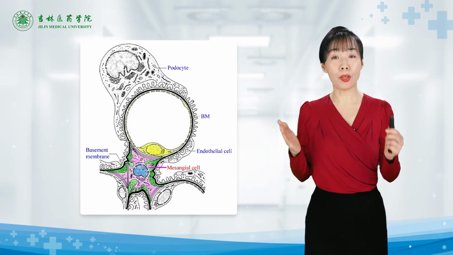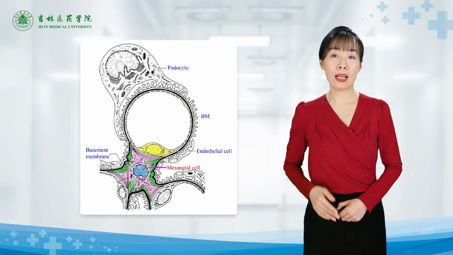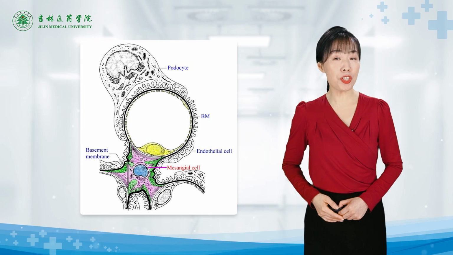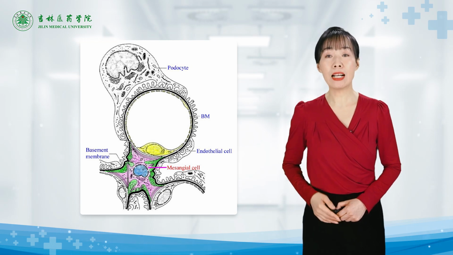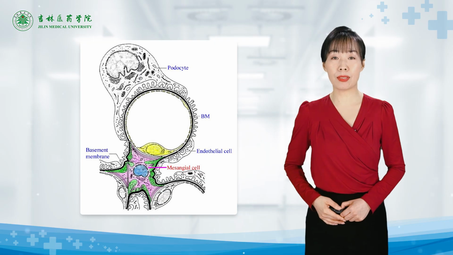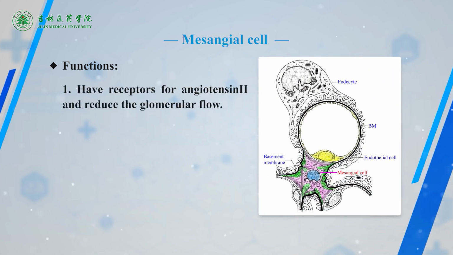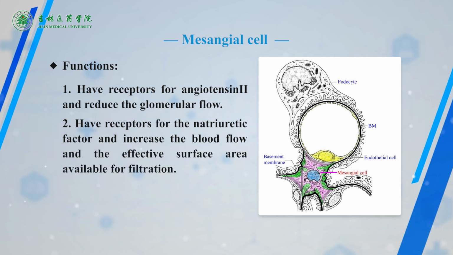The glomerular capillaries have mesangial cells adhering to their walls. The purple cell is a mesangial cell. The green one is the matrix secreted by mesangial cells. Mesangial cells have receptors for angiotensin II and reduce the glomerular flow, and have receptors for the natriuretic factor and increase the blood flow and the effective surface area available for filtration.